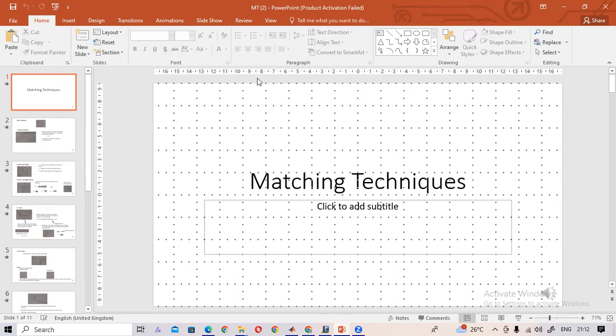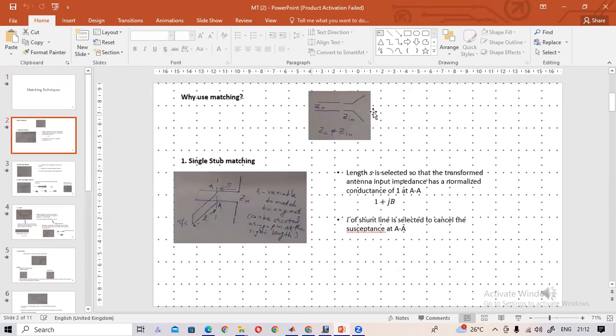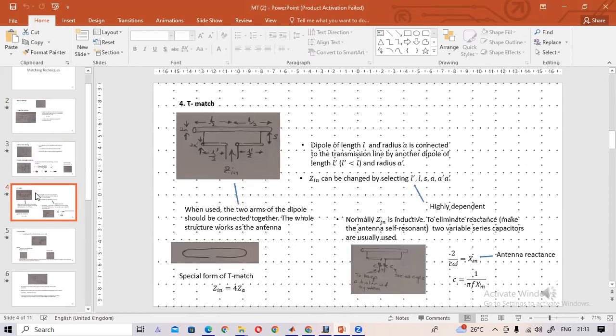Why do we need matching? First, we are using matching to match the impedance. So this is the antenna with its impedance, and this is the transmission line, maybe the coaxial cable, the feeder. If this one and this one do not match, some power will be reflected from here. We need to avoid this, so we need impedance matching techniques here also. You have learned these impedance matching techniques: single stub matching, double stub matching, those things.